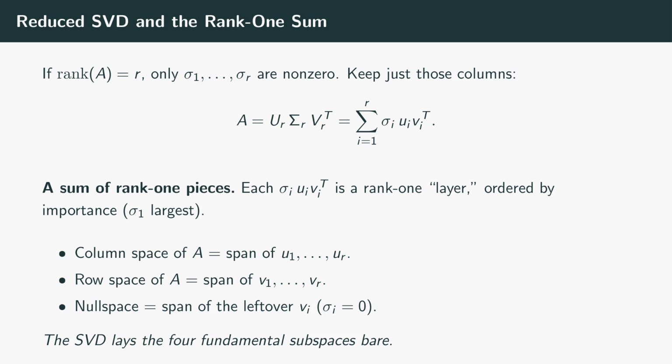And because we ordered the singular values from largest to smallest, these layers come sorted by importance, the most significant first. This form also lays bare the four fundamental subspaces from earlier in the course. The column space of A is spanned by the first r left singular vectors. The row space is spanned by the first r right singular vectors. And the null space is spanned by the leftover right singular vectors, the ones whose singular value is 0. Everything we learned about subspaces is sitting inside this one decomposition, neatly sorted and orthonormal.